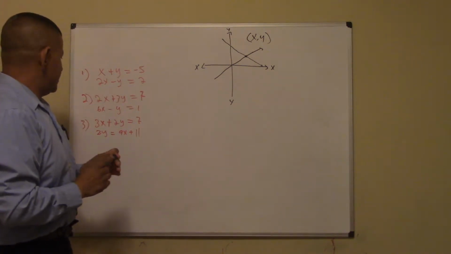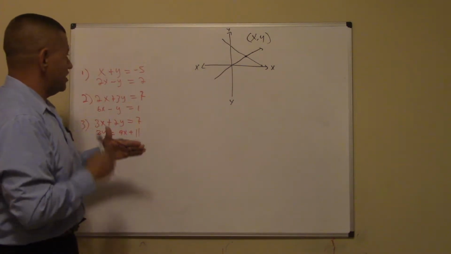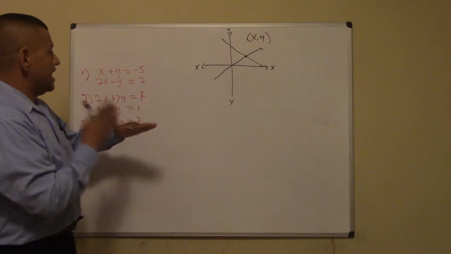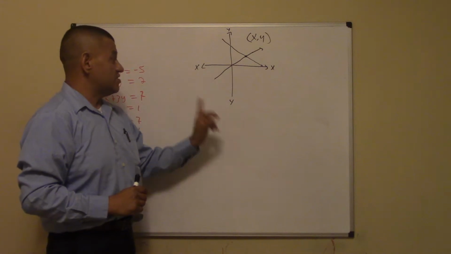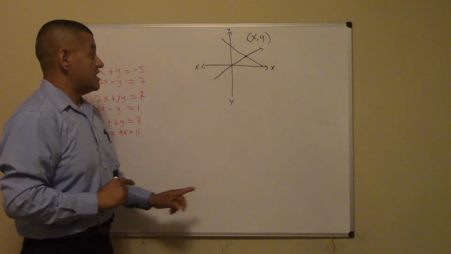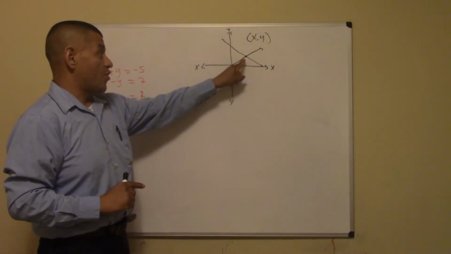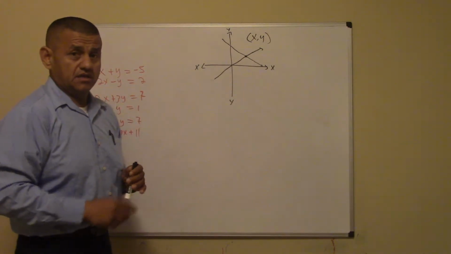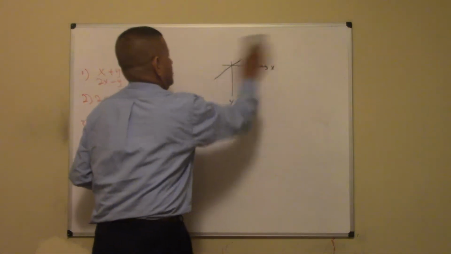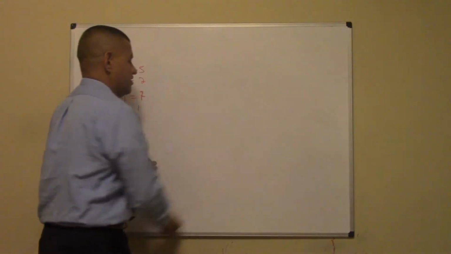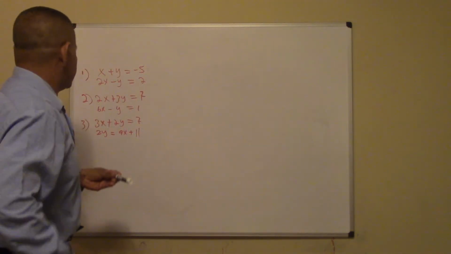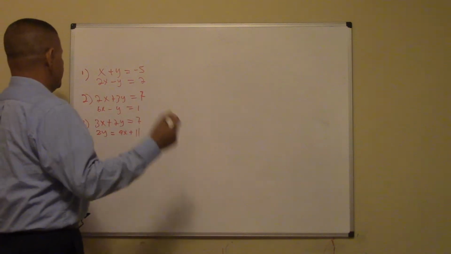So that's why it's called a system of linear equations, because they're both linear, right? And at the same time, both equations will have one solution, and that solution is the point where they intersect each other, okay? So let's start solving the problems. Okay, so let's do the first one.